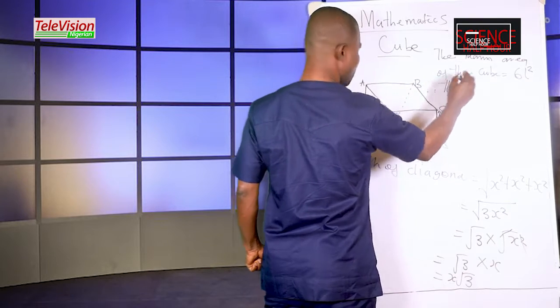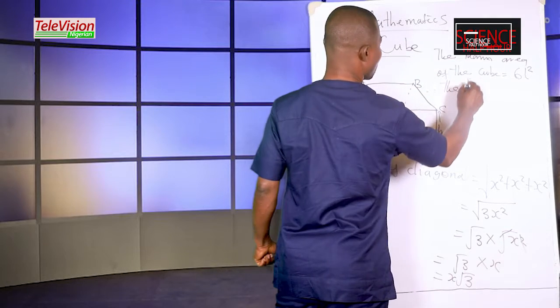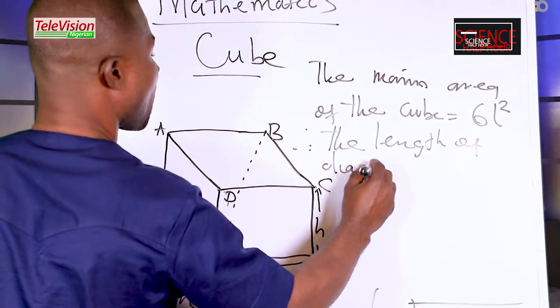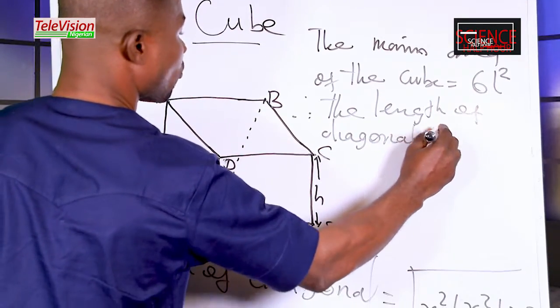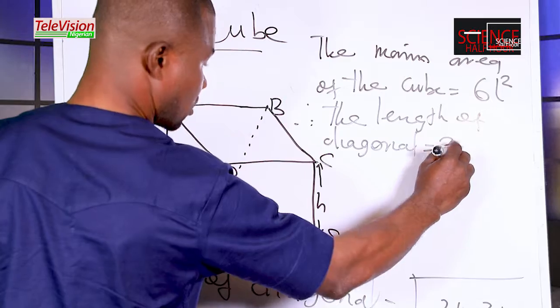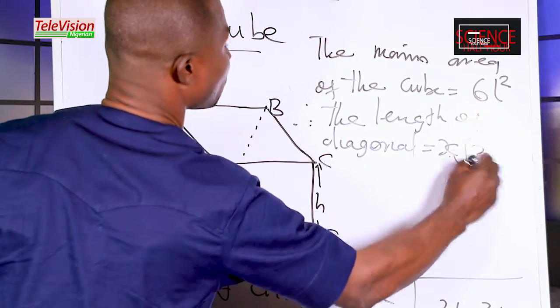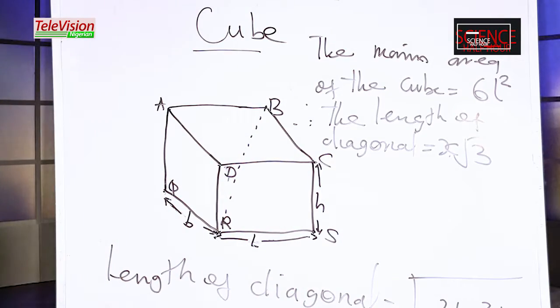Therefore, the length of diagonal is equal to x root 3.